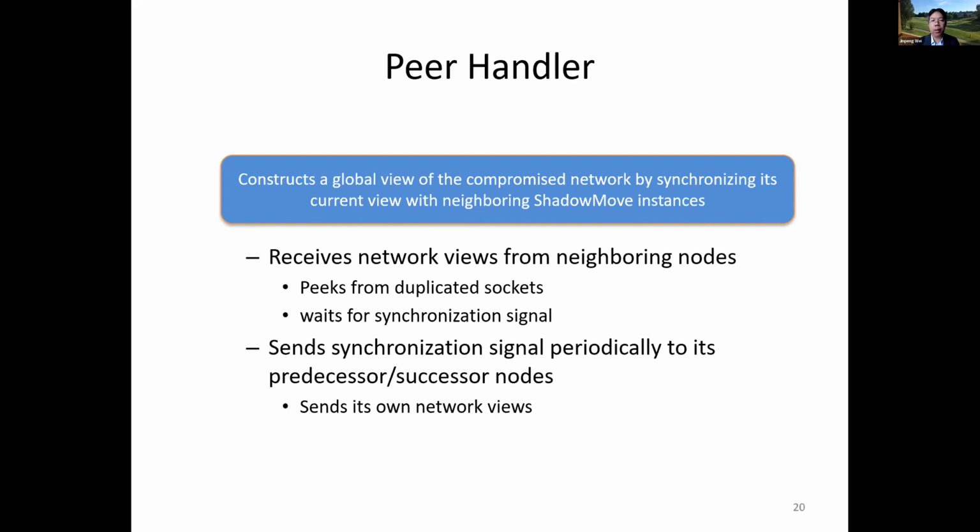Therefore, this peer handler on one hand will receive the network views from its neighbors, again from the abused network connection through the duplicated socket. On the other hand, it also sends its own local view to the neighbors. This is the way that the ShadowMove instances can collectively learn the global network view.